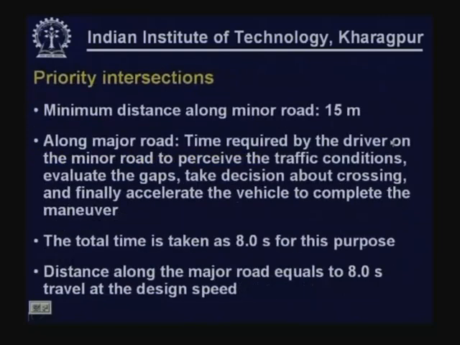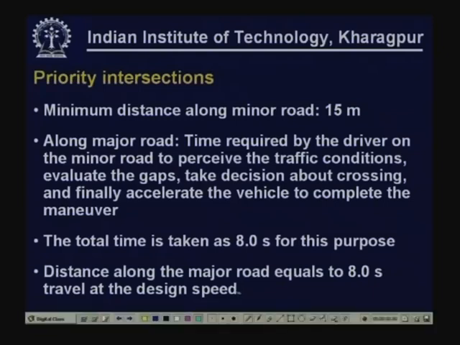For priority intersections, we have to find out the minimum distance along the major road and the distance along the minor road to get the required side triangle. Now, minimum distance along the minor road as per IRC is recommended as 15 meter for design purpose. For all priority intersections, this is 15 meter.